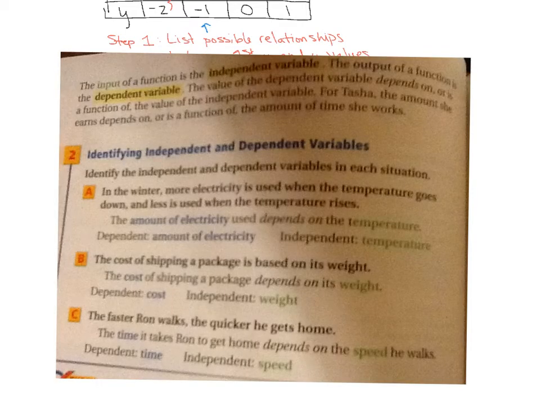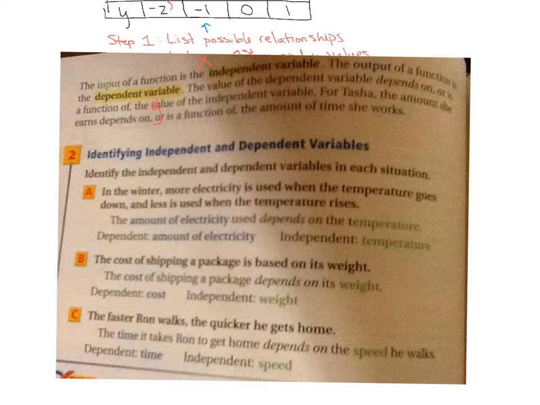We're just going to talk about this a little bit because you probably talked about this in science class a lot. Independent variables relate to your x, and dependent variables relate to your y, okay? And that's because when we make an xy table, we can choose our values for x. We can't choose our values for y. So we're just going to read through these. Identifying independent and dependent variables.